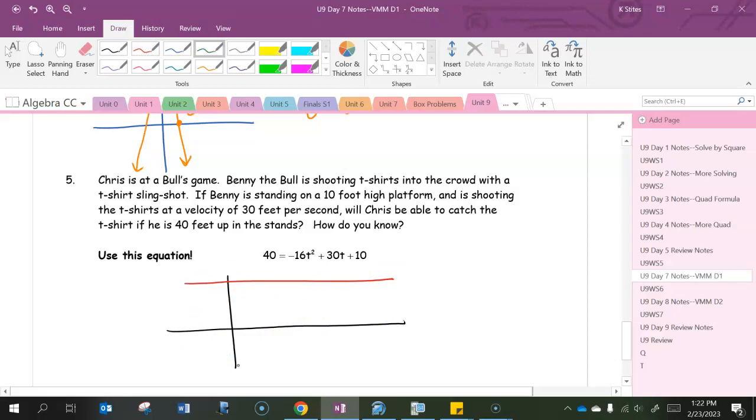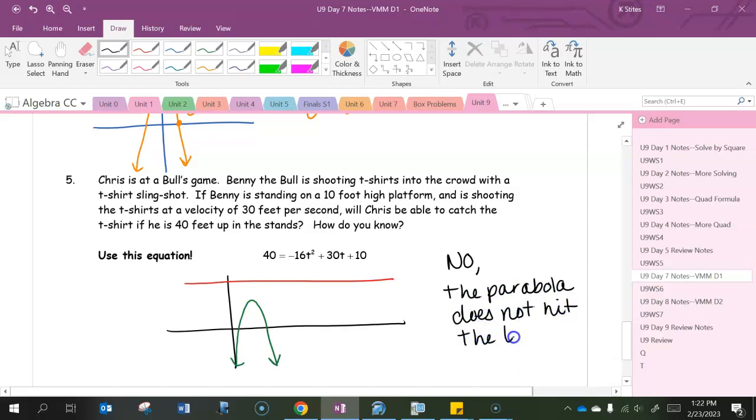All right, and what do we think? Do we think Chris is going to catch the t-shirt? The answer is going to be a no. All right, and we can tell because the parabola does not reach the line. So Chris is not going to get the t-shirt. It's very sad for him.